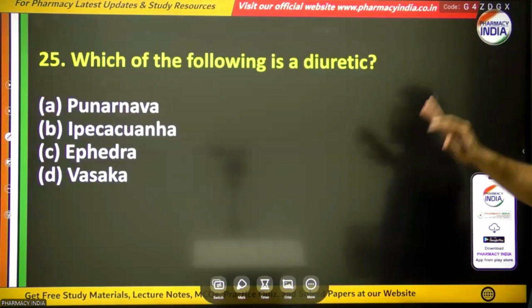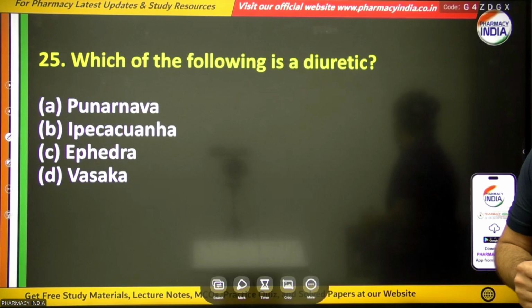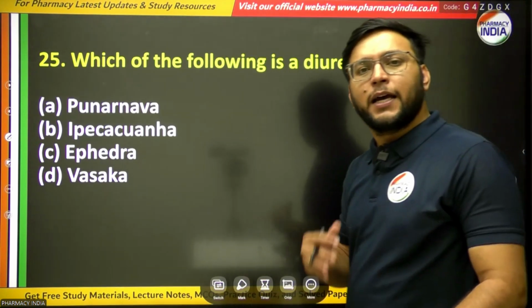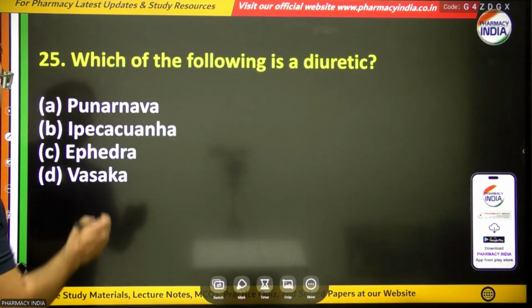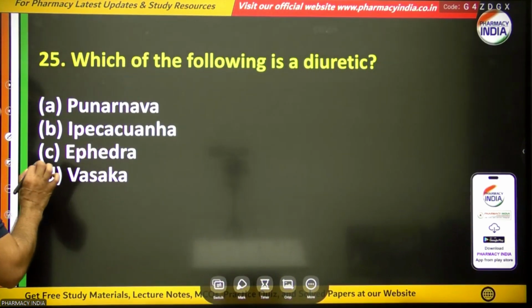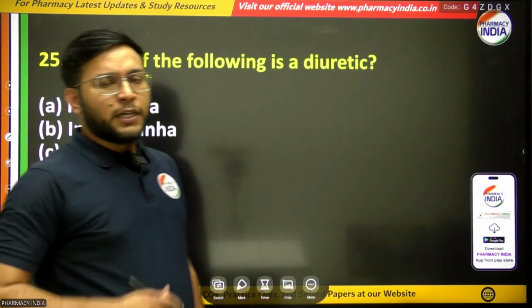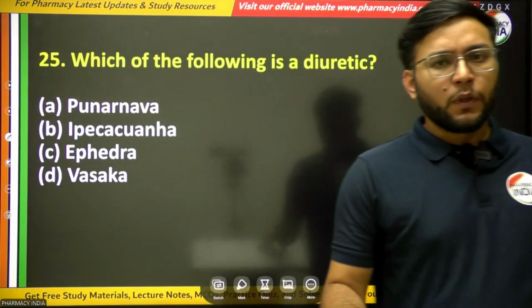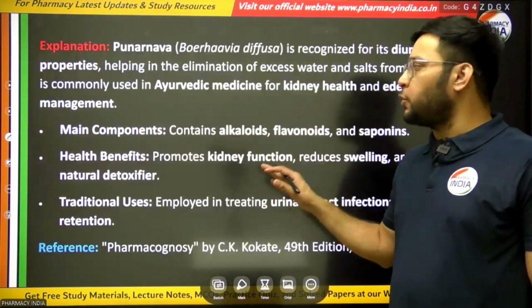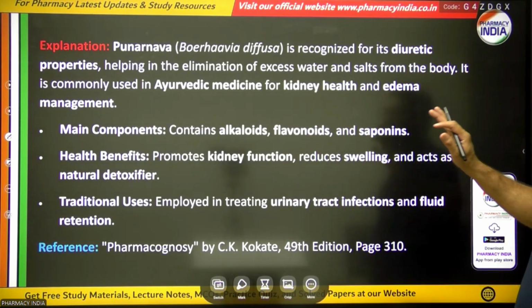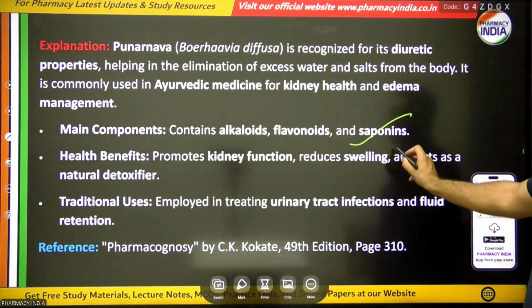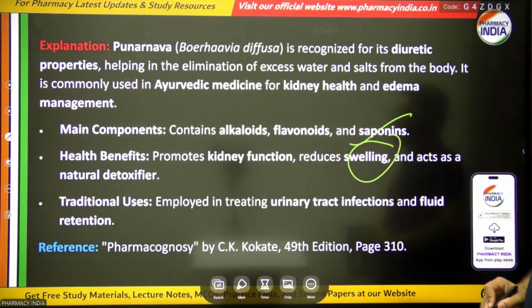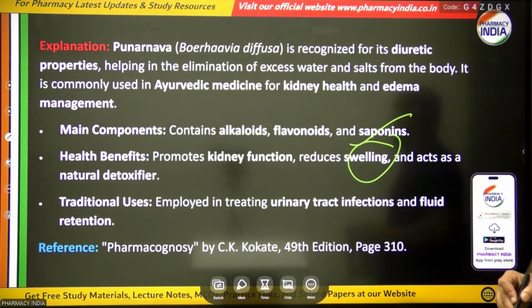Now the next question, and the last question of today's class: which of the following is a diuretic? Punarnava, Ipecacuanha, Ephedra, or Vasaka? The correct answer is Punarnava, which is used as a diuretic. Its main components are flavonoids and saponin, and it promotes kidney function, reduces swelling, and acts as a natural detoxifier.